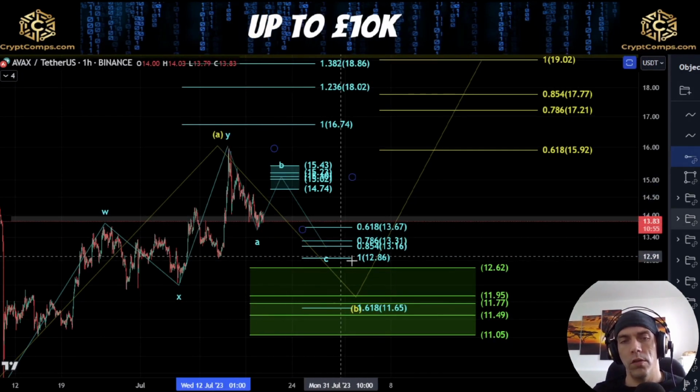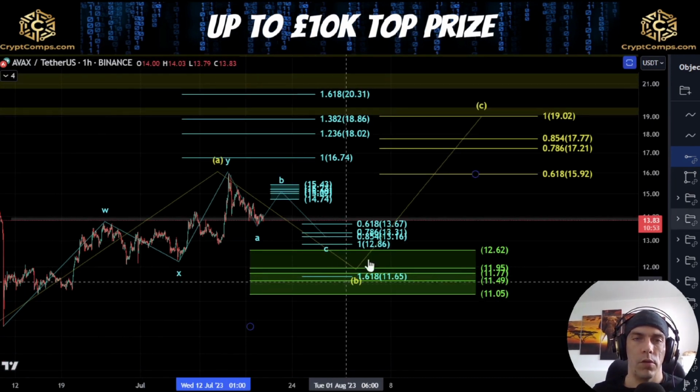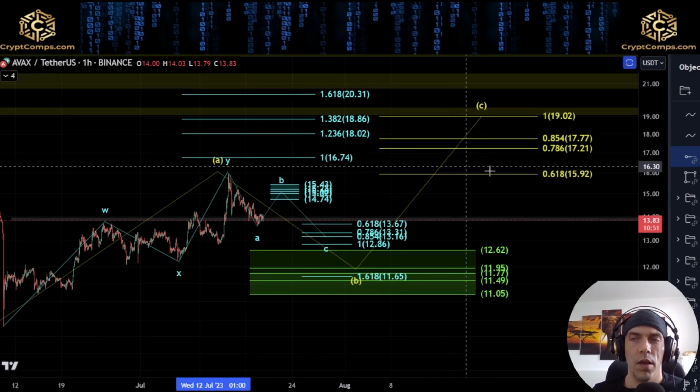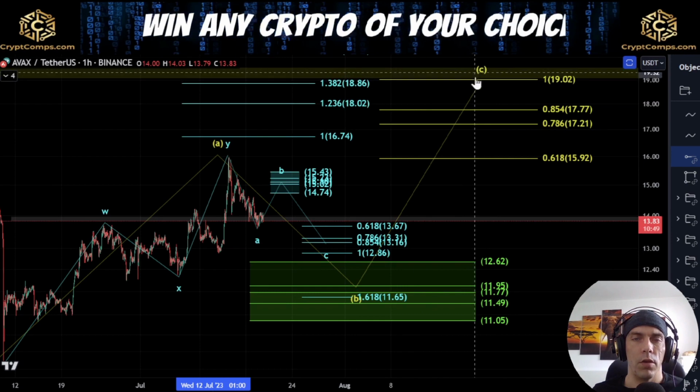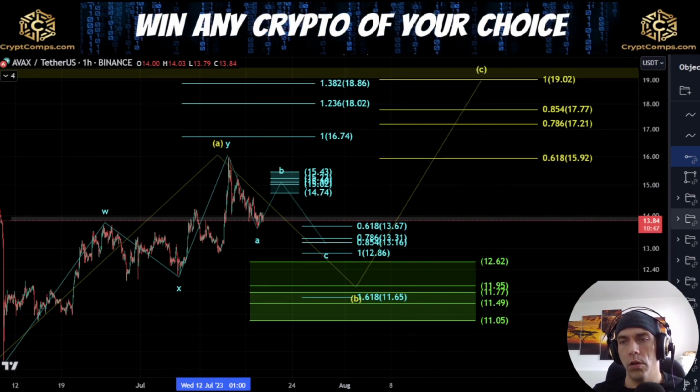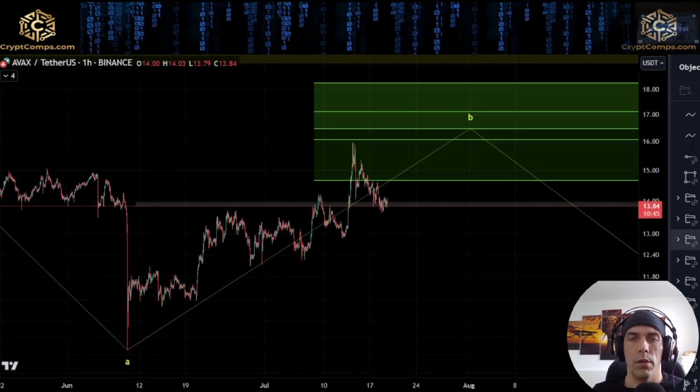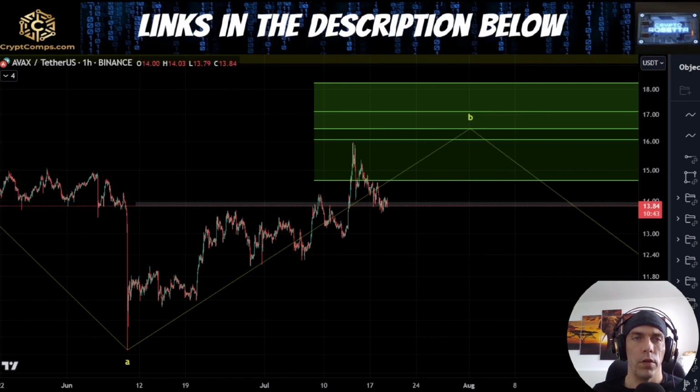Now, if we do hold this support box, this aligns with the idea that we could see a bigger corrective move to the upside here, and then we could see, you know, possibly continuation up. Now, we could also argue that within this structure here, we could be looking at this the other way around.